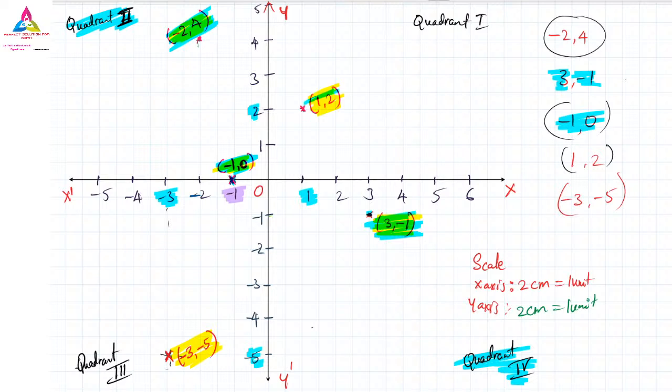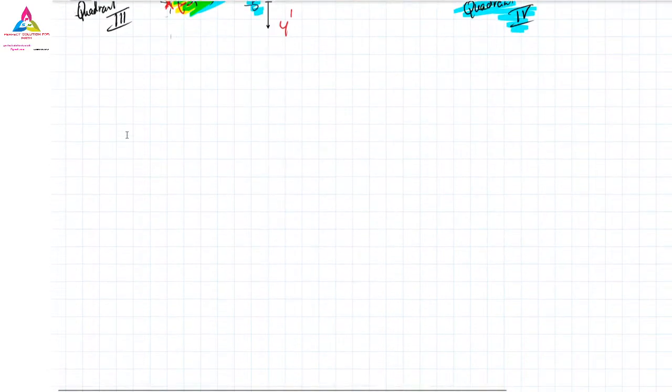Similarly 1 and 2 is lying in the first quadrant. And lastly minus 3 and minus 5 is lying in the third quadrant. So this is your answer for the given question. So let me have the next one, that is the second main question. If you understood this, let us go for the second main question.